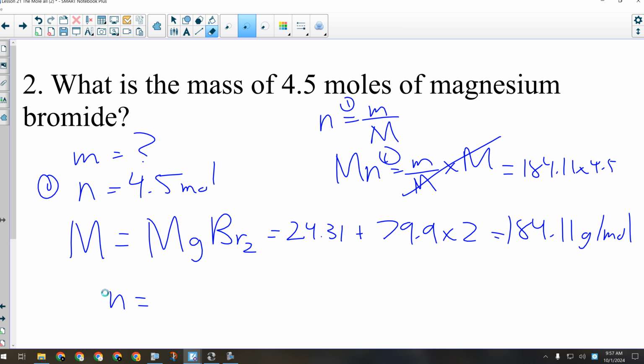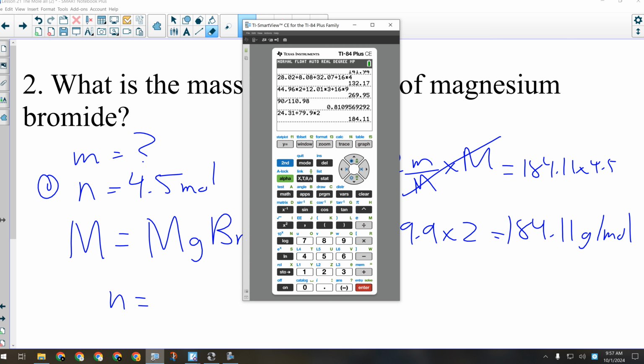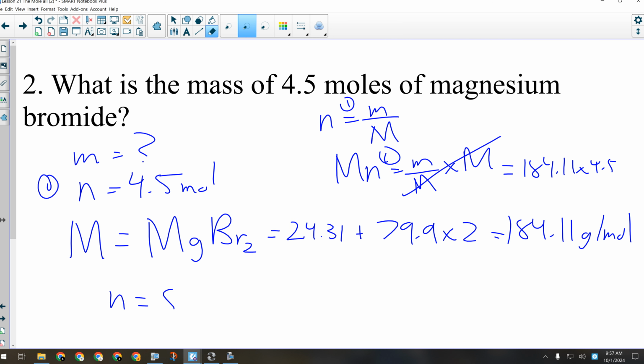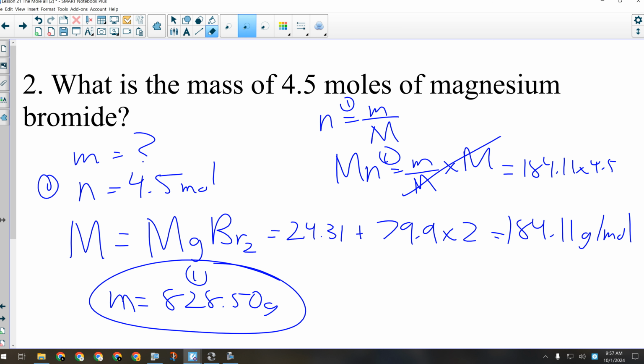That number there is the mass of 1 mole times 4.5 moles. It's 828.50. What are my units on that? Grams. Yes, grams, sorry. I put n there. Grams. So 4 marks for that one.